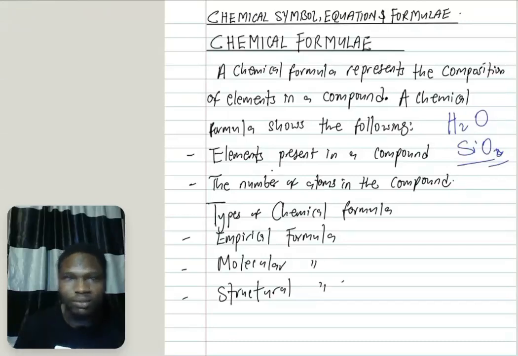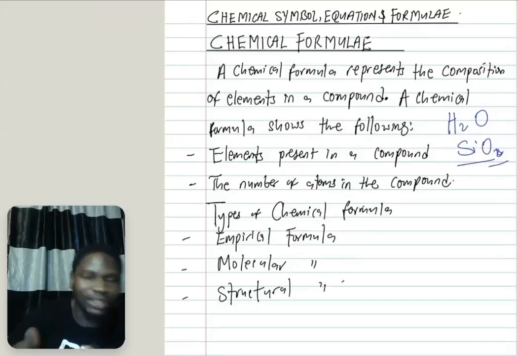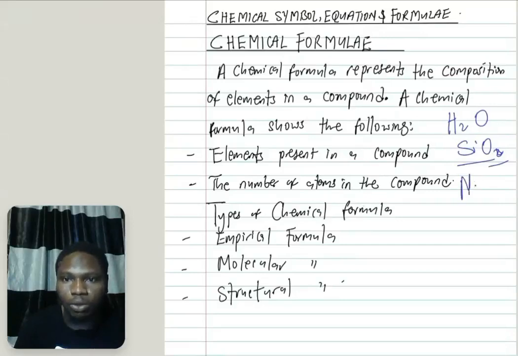That is just it. Also, you know the number of atoms of the elements in the compound. Are we together? Okay, let's look at our common salt, sodium chloride. We have one atom of sodium and one atom of chlorine in common salt. As simple as that.